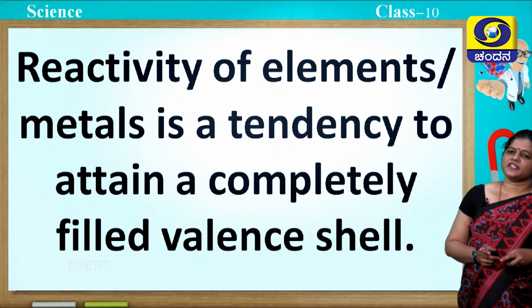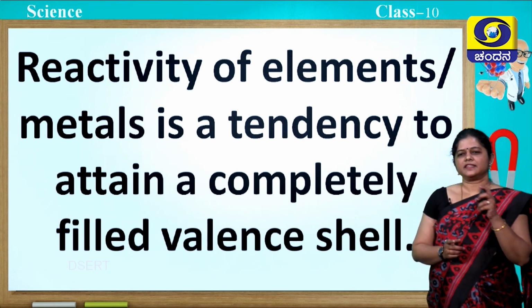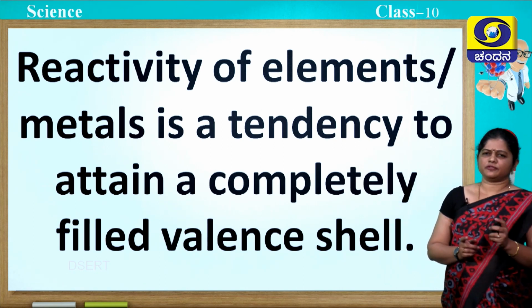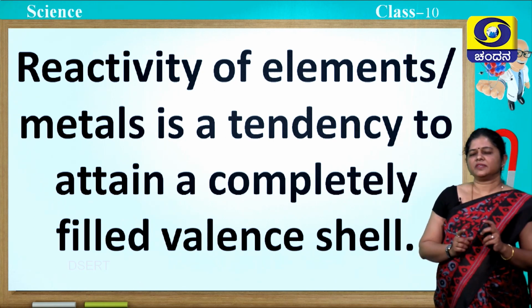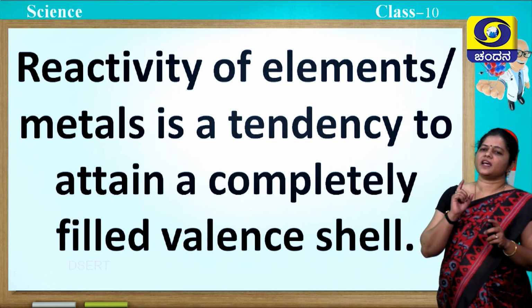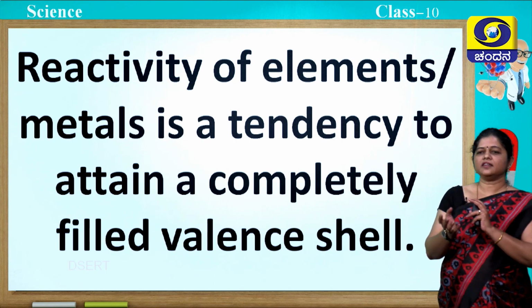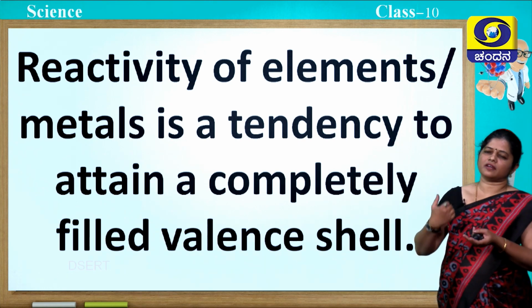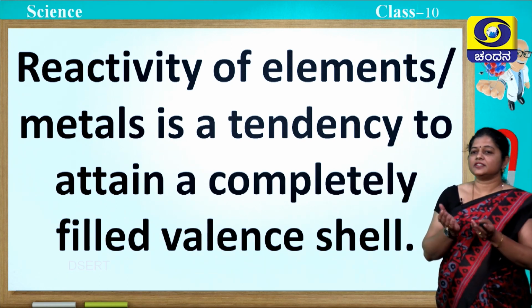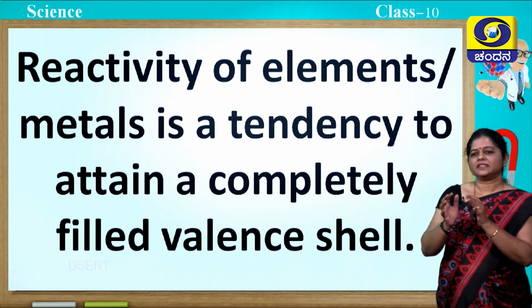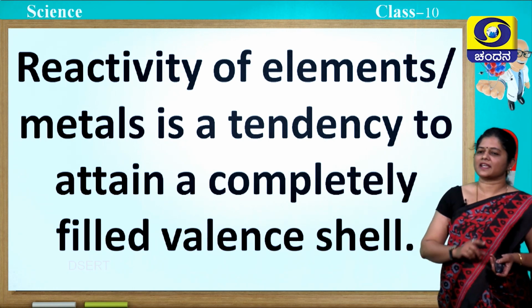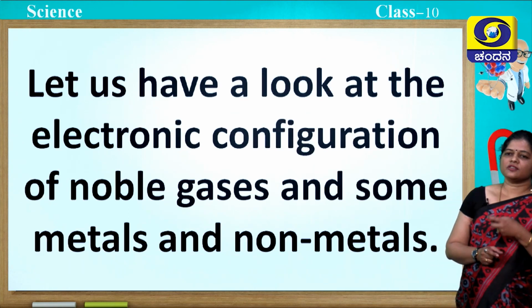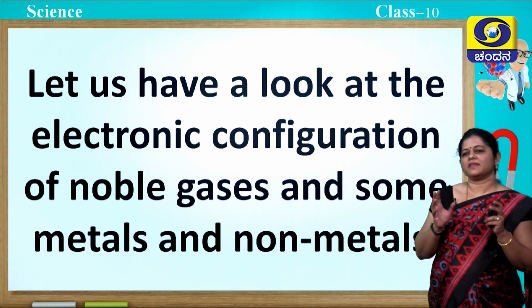The reactivity of the elements or the metals is a tendency to attain a completely filled valence shell. Any element, for it to be reactive, has to have a tendency to either lose or gain electrons. Either they have to lose an electron or gain an electron in order to obtain that complete valence shell, or the noble gas configuration. So now let us look at the electronic configuration of noble gases and some metals and non-metals.